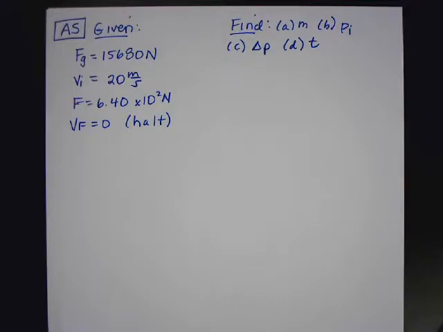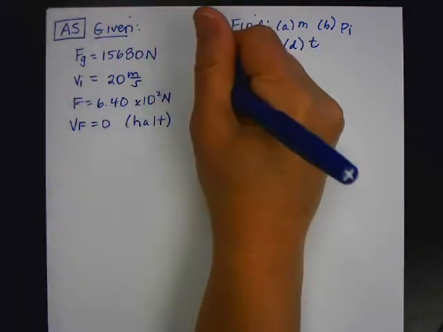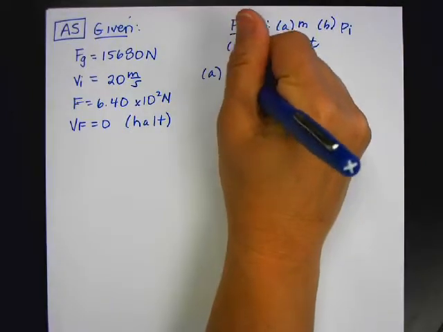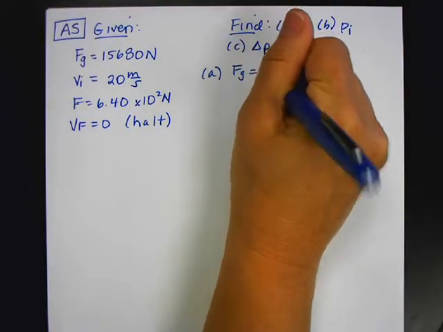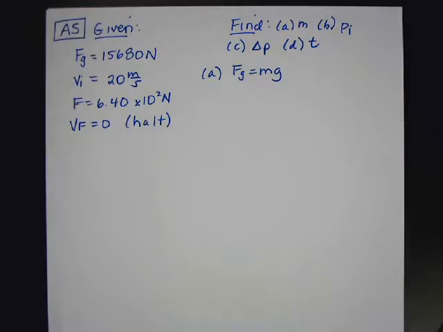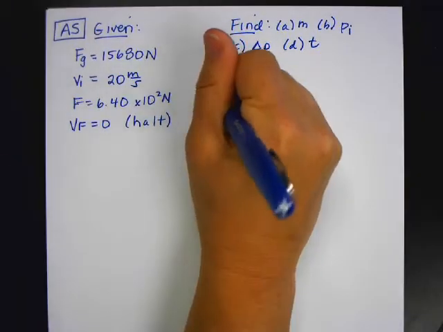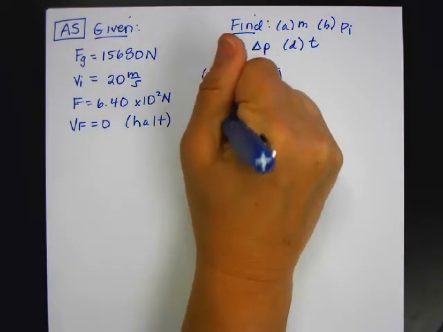So part A, I want to find the mass. So the first thing I'm going to do is write my basic equation. We know weight is mass times gravity. Instead of just plugging in and doing algebra in my head, I'm going to rearrange the equation to solve for the unknown in terms of the known. So mass is equal to the weight divided by gravity.